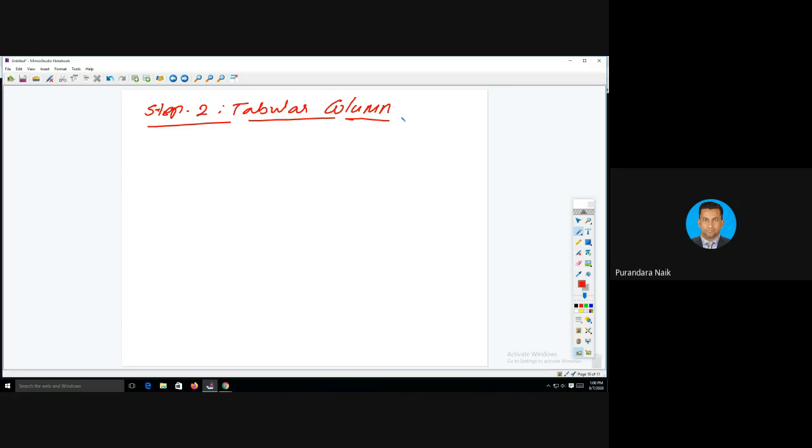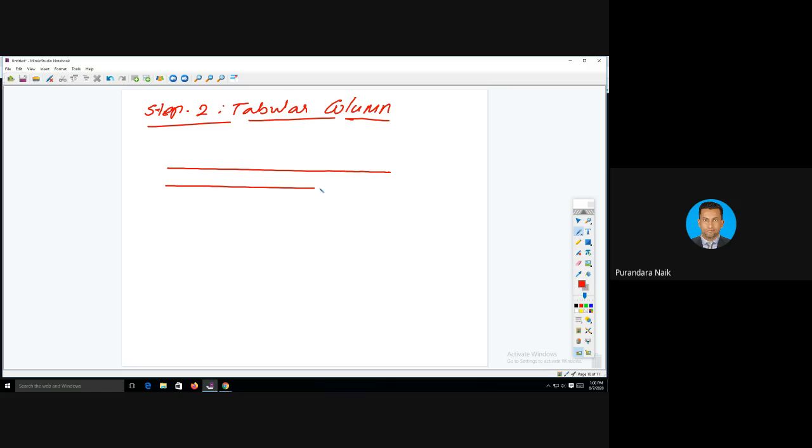Okay, to find out the centrifugal force, we need to draw the tabular column. Here, all the masses are rotating in a single plane. That's why the tabular column will have three columns. Let us draw a tabular column with three columns.